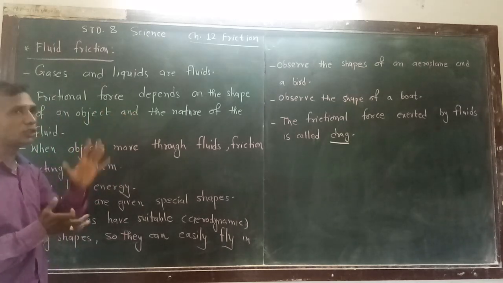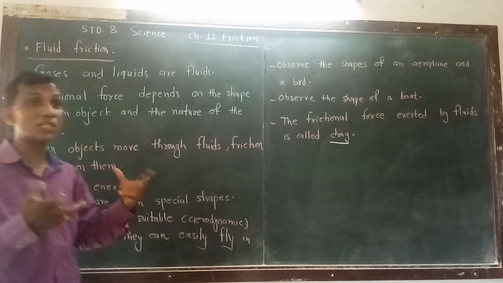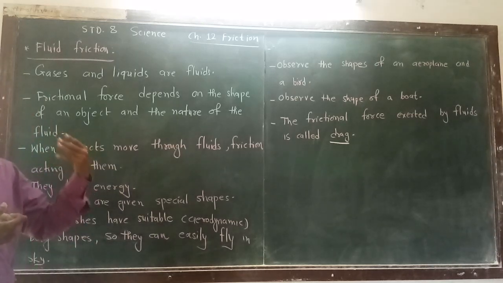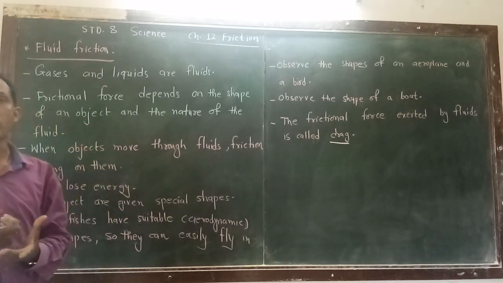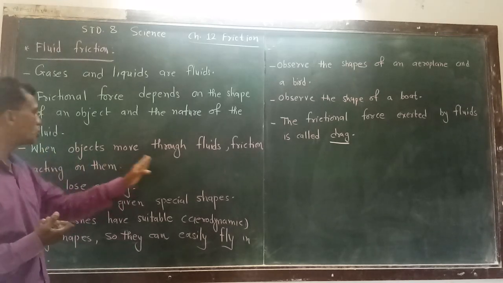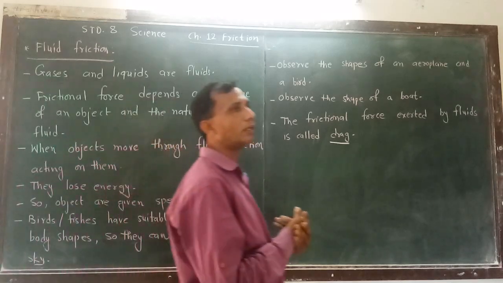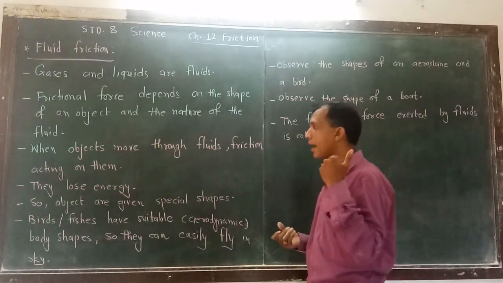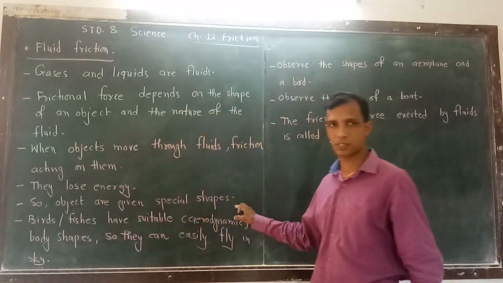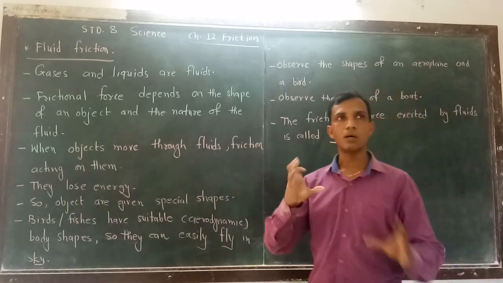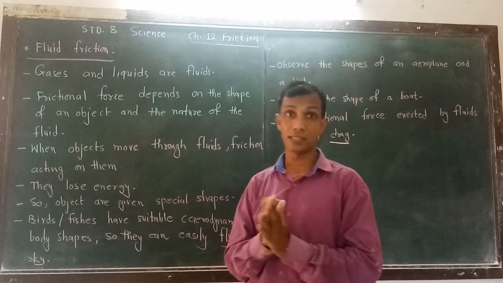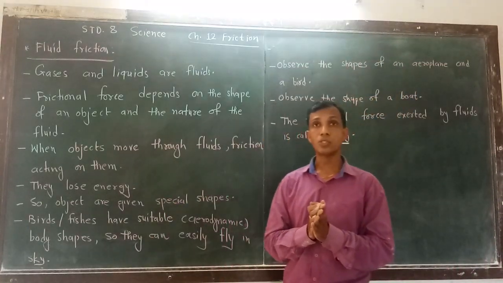Frictional force depends on the shape. Frictional force depends on the shape of an object as well as the nature of the fluid, whether it is water or oil. When an object moves through a fluid, friction acts on it, and in this process it loses energy. So objects are given special shapes. As we know, an aeroplane and a bird: observe the shapes, both are very similar, and this is an aerodynamic shape, which reduces the friction.